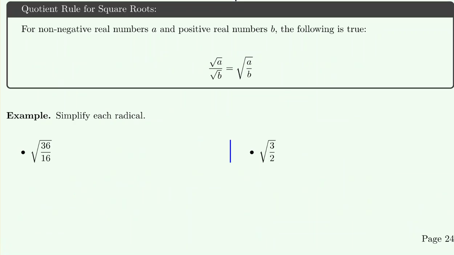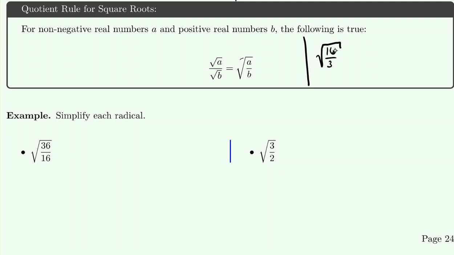Now, when the number inside the square root involves a fraction, it's going to be helpful to know this quotient rule for radicals. If you begin with the square root of one number divided by another number, what this is saying is you can split it into the square root of the top divided by the square root of the bottom. So you can bring the square root up here and then have a separate one there. Let's see this in an example.